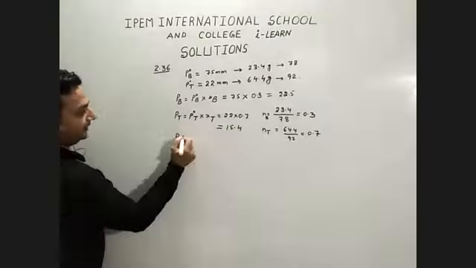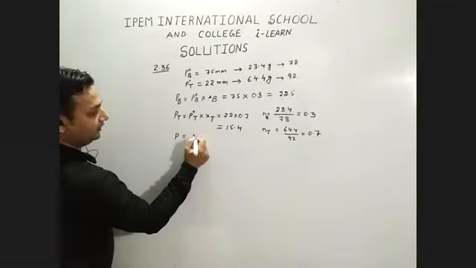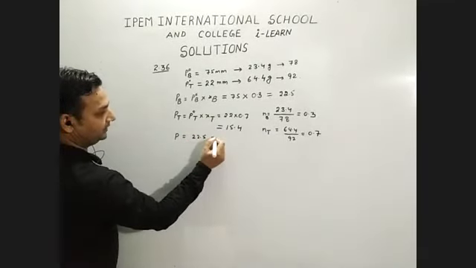Now the total vapor pressure we will get is 22.5 plus 15.4, which is 37.9.